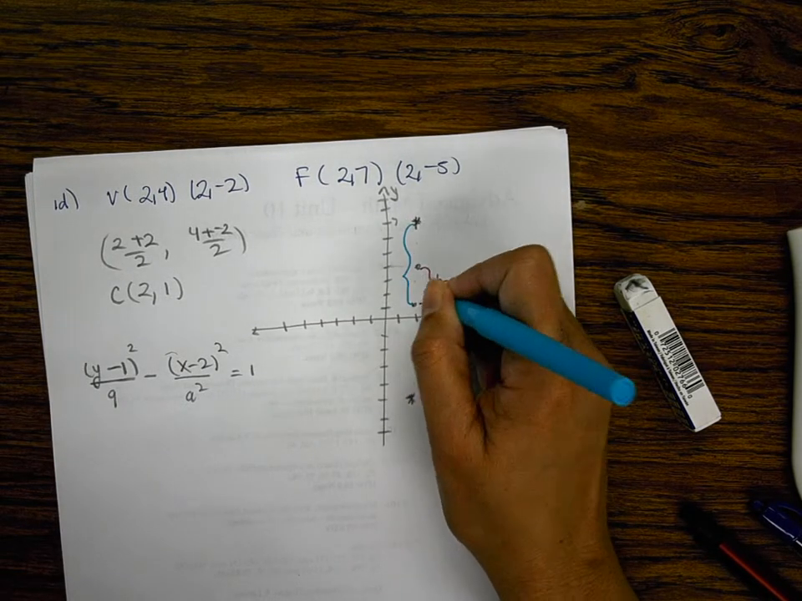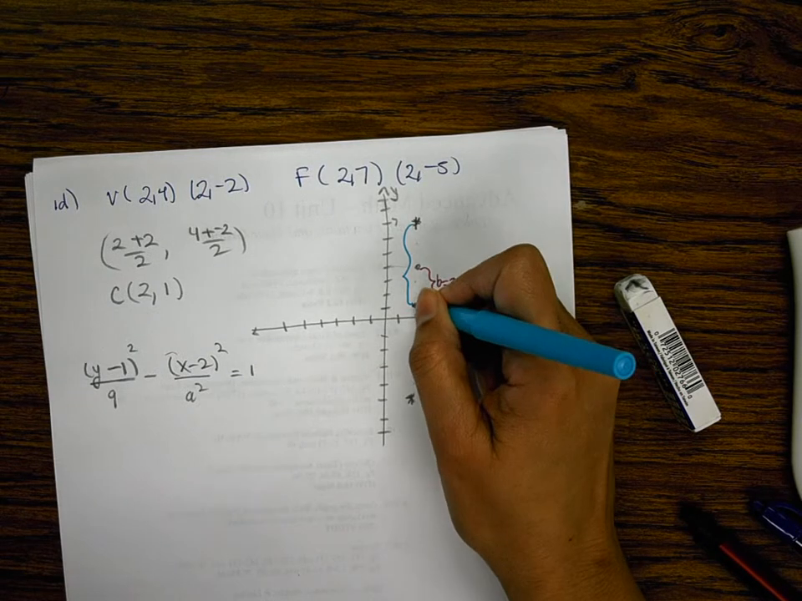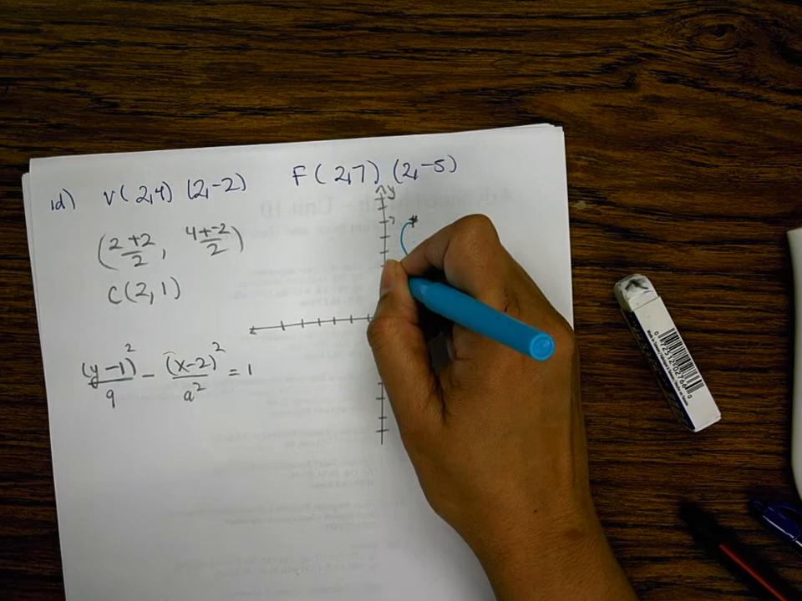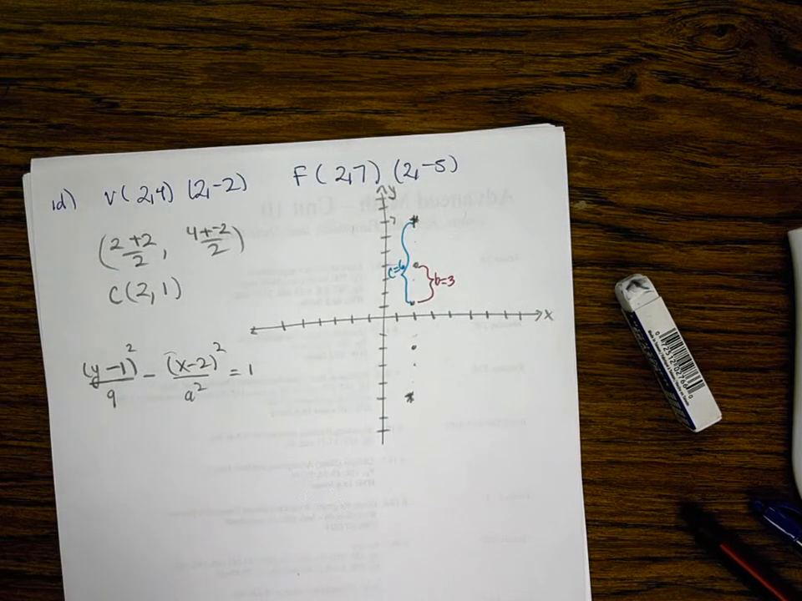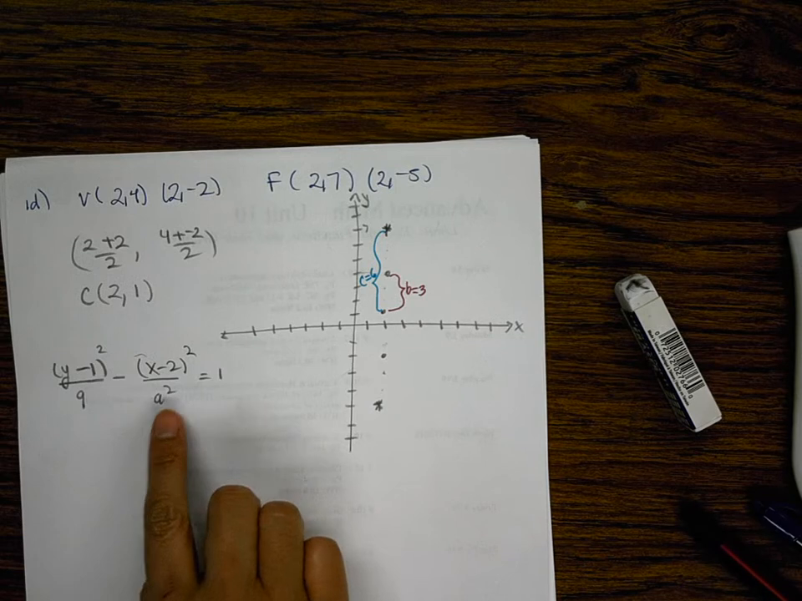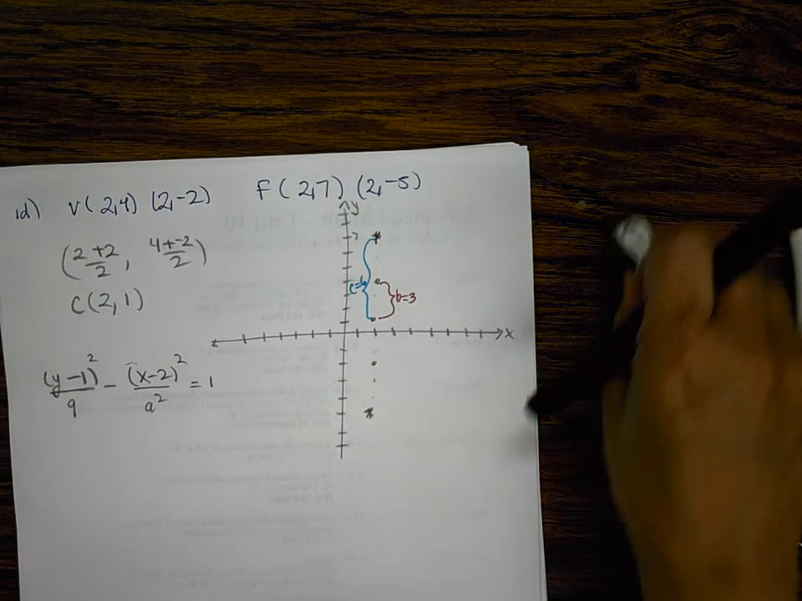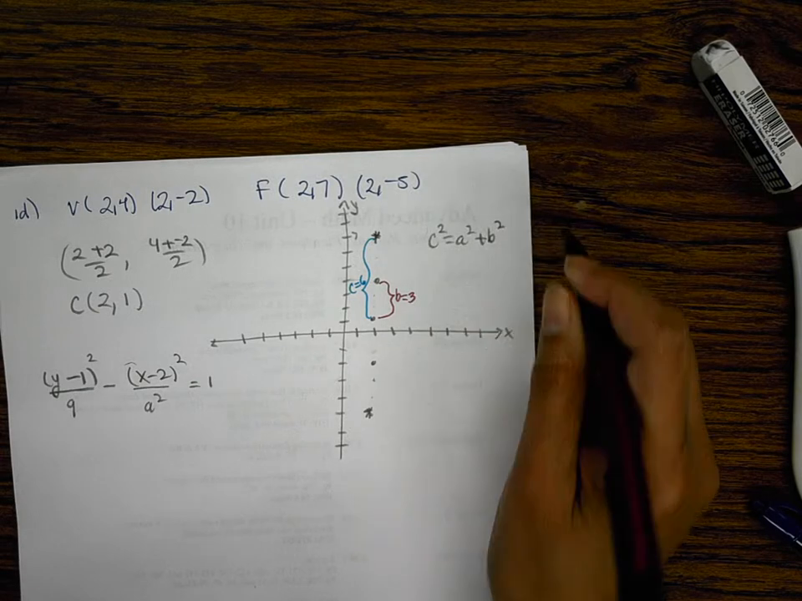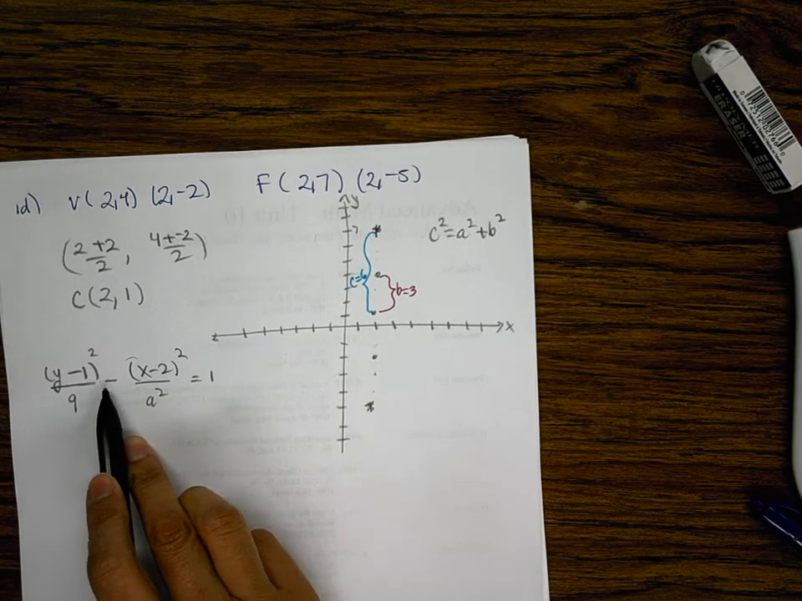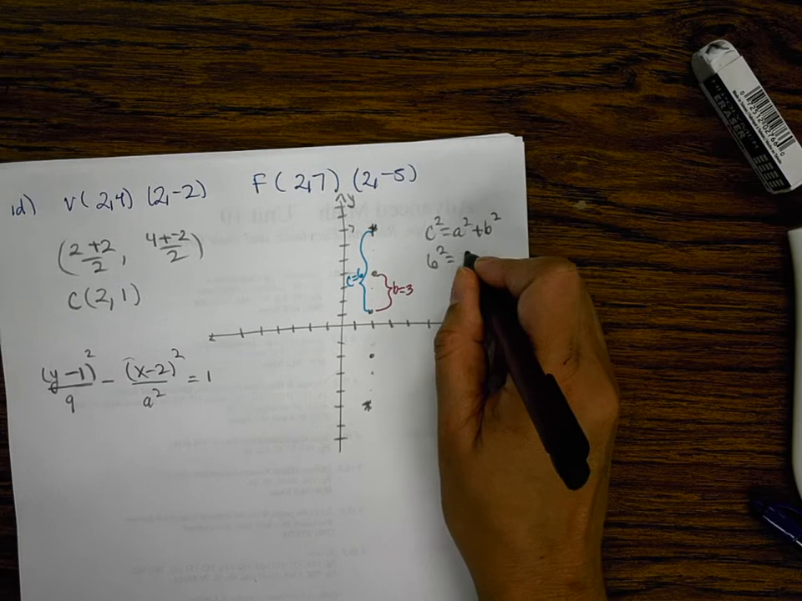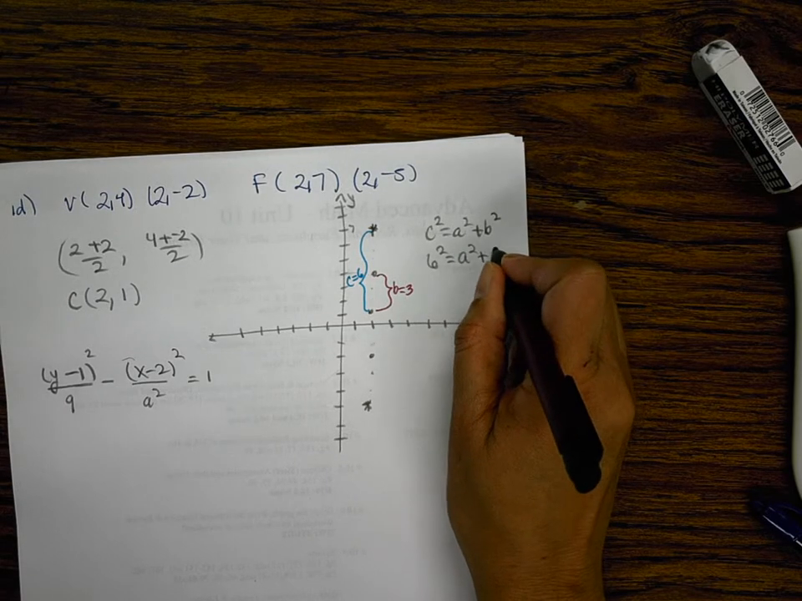From the center to the star. Here's the center. 1, 2, 3, 4, 5, 6. So C is 6. Okay, so that right there is going to give me enough information to find my a squared. I'm going to use c squared equals a squared plus b squared, and I know it's plus because it's the opposite of this sign here. So 6 squared equals a squared plus 3 squared.